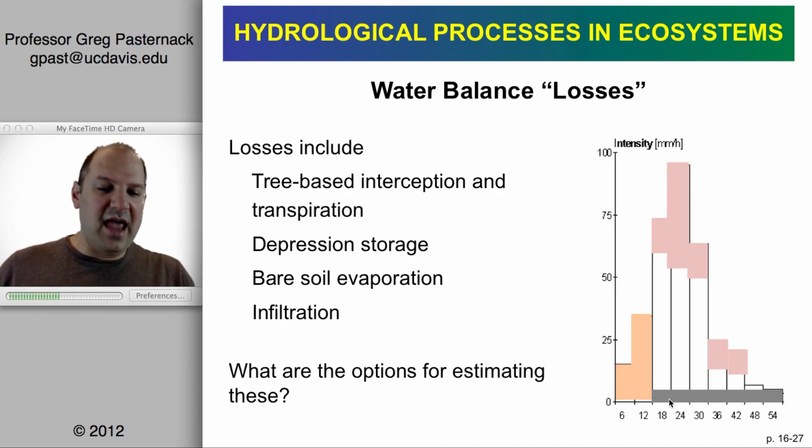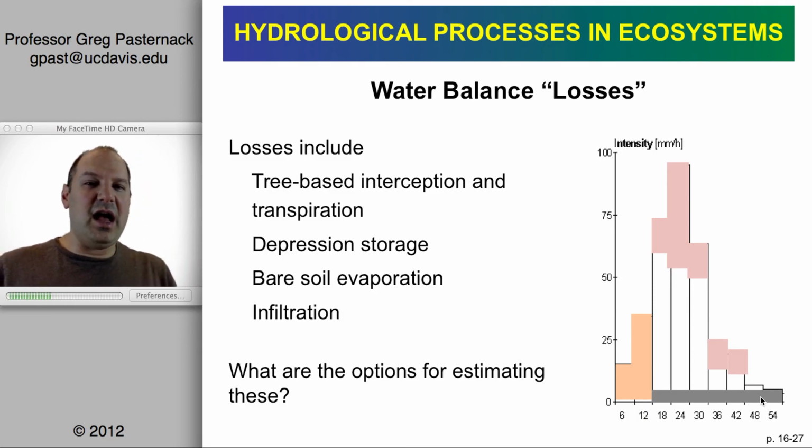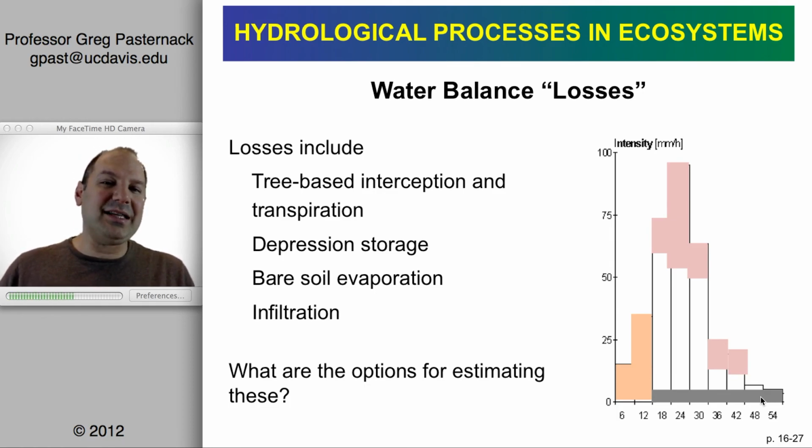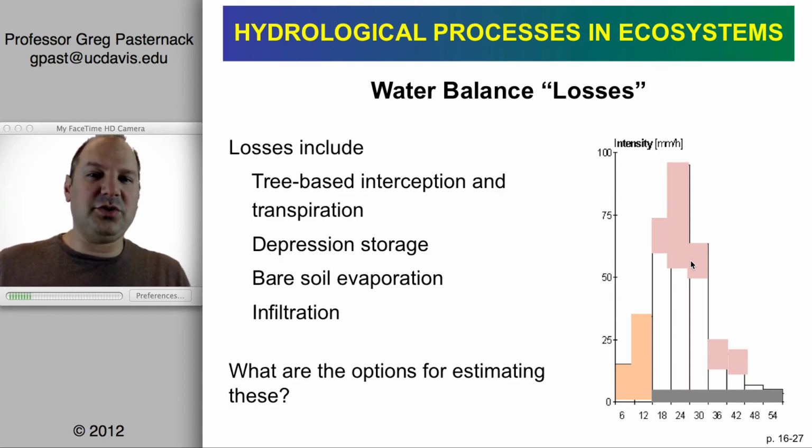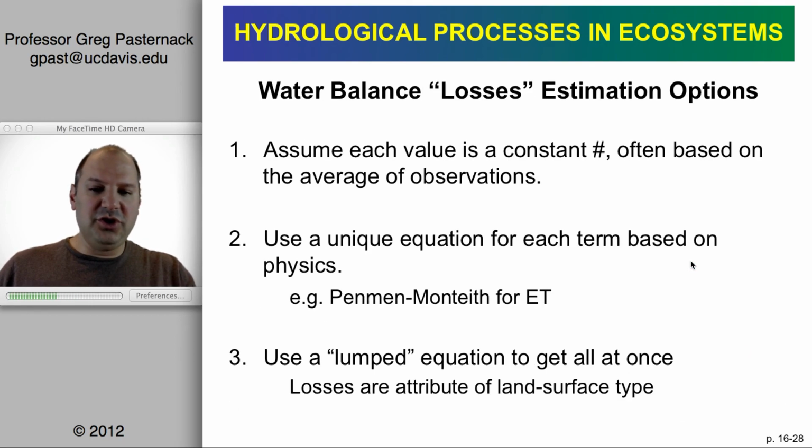After that, I've got two different components to losses. I have a constant value that might represent tree interception, transpiration might be constant, and possibly depression storage, but probably not. And then I've got the pink component here where the amount of storage changes through time, and that could be soil storage, and it could also be depression storage because that can grow as different areas of depression are filled up.